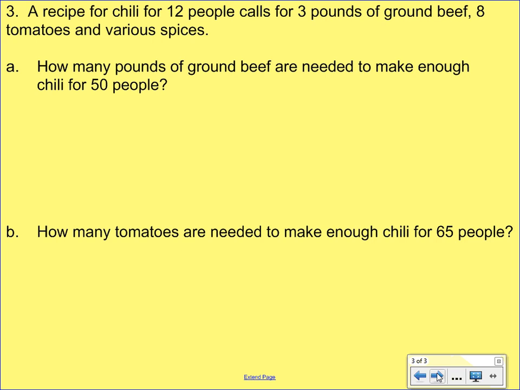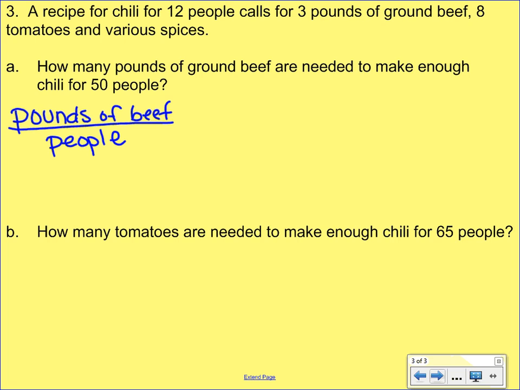All right, our last problem here, we're looking at a recipe for chili. If you want to make chili for 12 people, you need 3 pounds of ground beef, 8 tomatoes, and then some spices. So for part A, the question says how many pounds of ground beef are needed to make enough chili for 50 people? So here it looks like we're going to be comparing beef to people. So how many pounds of beef for how many people?